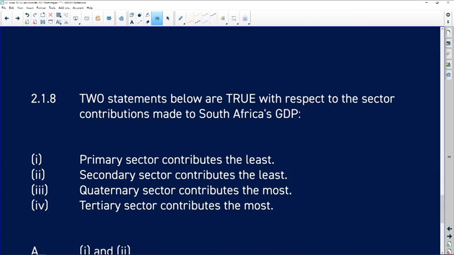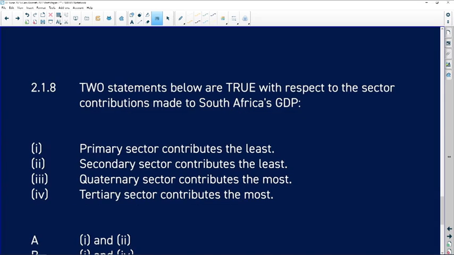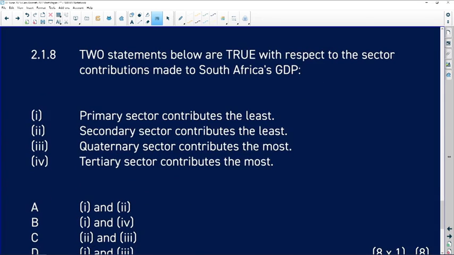2.1.8, two statements below are true with respect to the sector contributions made to South Africa's GDP. Now, if we have a look at it, the primary sector contributes the least. Yes, we looked at that, the agriculture and mining. Now, the agriculture sector might have produced less because we might experience a drought during that time, because of political uncertainty, with land reforms, etc. Mining, unfortunately, is a non-renewable resource.